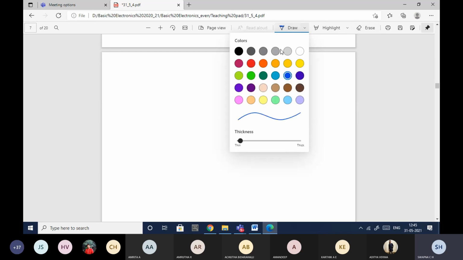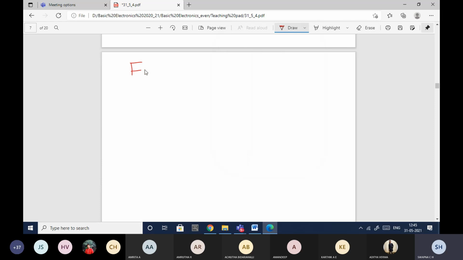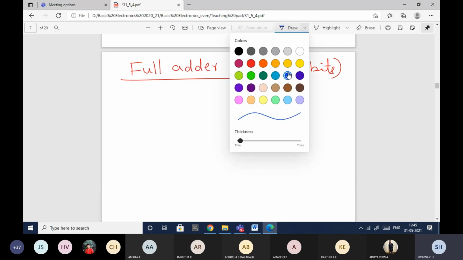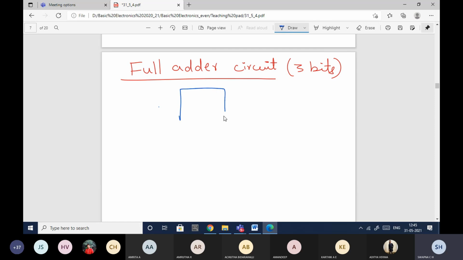I have already told you the disadvantage with the half adder, because here it is just adding 2 bits. But when you are adding 2 binary numbers, then you may get an additional bit also to be added. In order to overcome this disadvantage, I'll go with the next one, which is nothing but the full adder circuit. The full adder circuit will add 3 bits. Again, this is my black box, the full adder circuit.